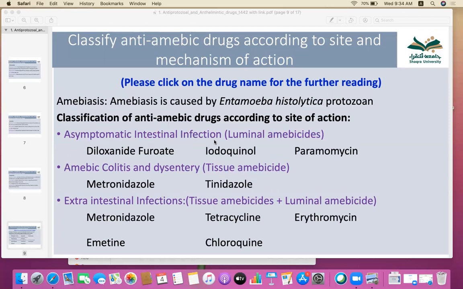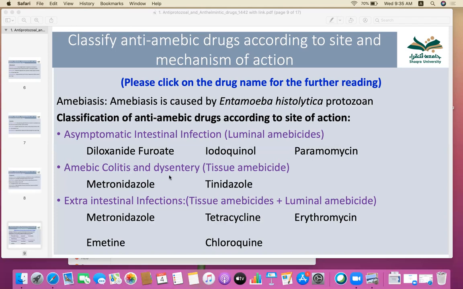Asymptomatic intestinal infection, or we can say luminal amoebicides. These drugs are luminal amoebicides, which kill the amoeba in the lumen, and these are diloxanide furoate. Diloxanide furoate is generally not available in the United States, and that's why we have other drugs: iodoquinol, paromomycin.